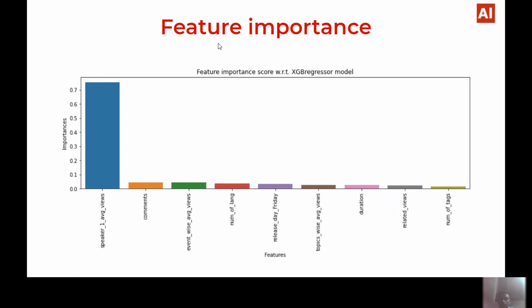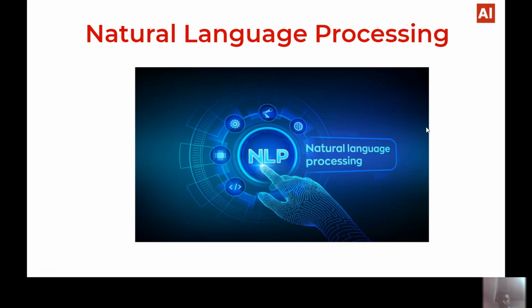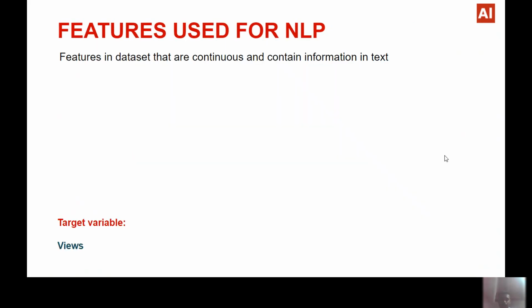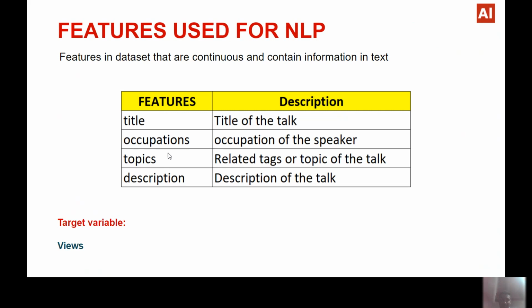We tried to know about the feature importance by our XGB model's feature importance technique, and we came to know that speaker 1 average views is contributing a lot. We were not satisfied with our model. We tried to do better. We applied a few NLP techniques also. We applied NLP techniques for our textual columns like title, occupations, topics, description with our target variable views.